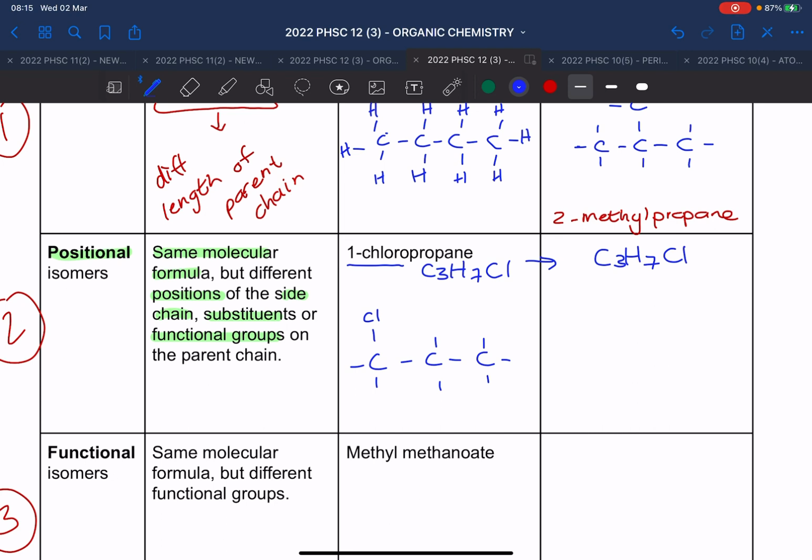Okay, right. Now it's not a chain isomer. It's a positional isomer. So the length of your parent chain stays exactly the same. You don't change the propane part. The propane stays the same. It's the weird thing that changes. Where can it change to? Can I go put it there? No, because it will still be 1-chloro. Where do I put it?